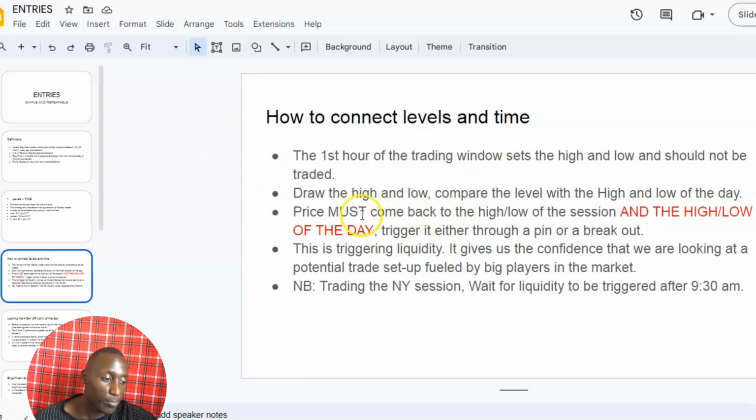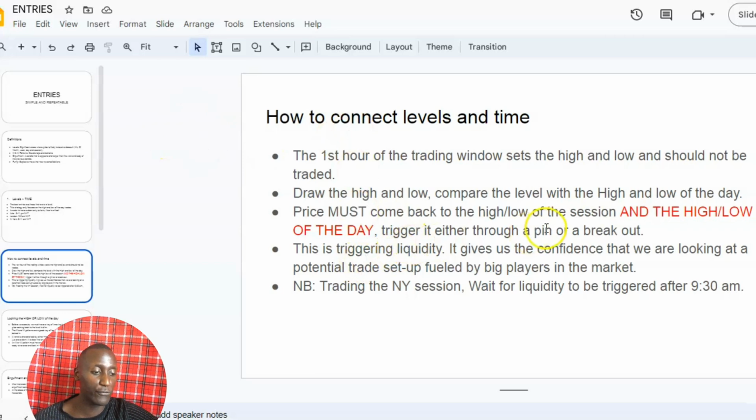Now, price must come back to that high. So the first hour sets the high and the low of the session. The second hour, or the third hour, wait for price to come back to that level. Now, it must come back to that level and also trigger the high or the low of the day. So most of the time you'll find that the high of the session is usually the high of the day. So if that's the case, wait for price to come back to that level. If that's not the case, wait for price to break that high of the session and wait for that price to come back to the high or the low of the day.